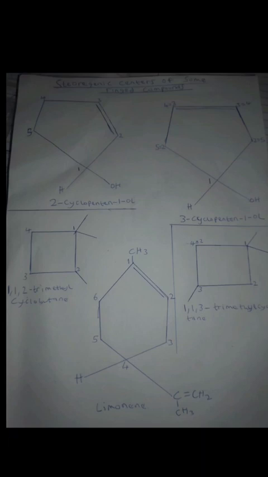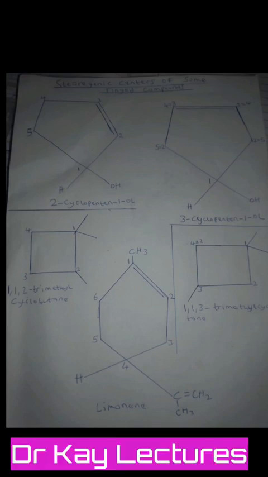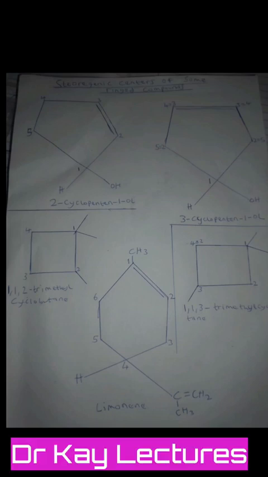So now let's go. The third one I'm naming here is identifying the stereogenic center, if it's present, in 1,1,2-trimethylcyclobutane. You can see 1,1 is showing that on the first carbon we have two methyls. Then 2 means that on the second carbon we have another methyl, making three methyls. That's why you have trimethyl.